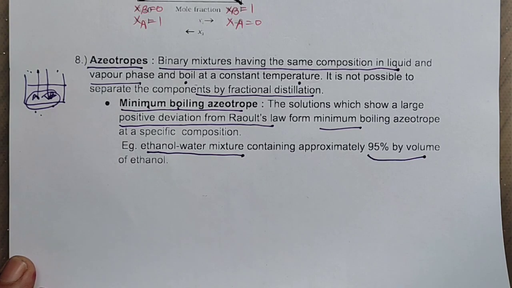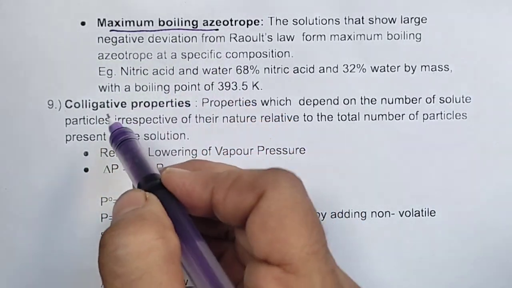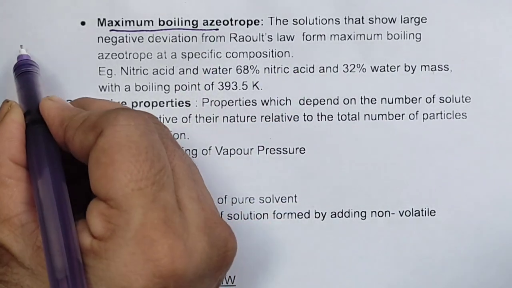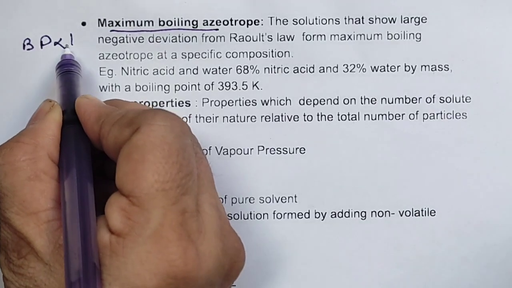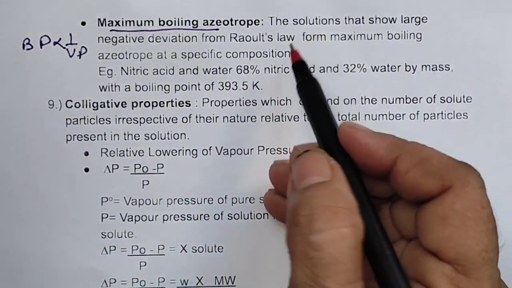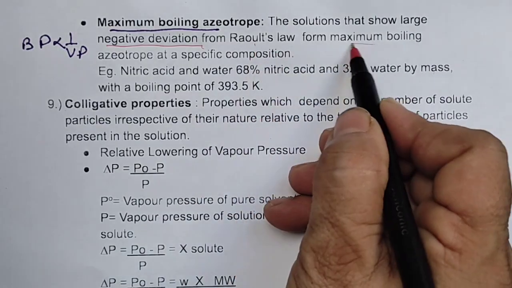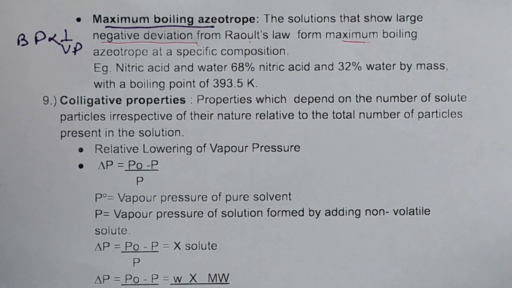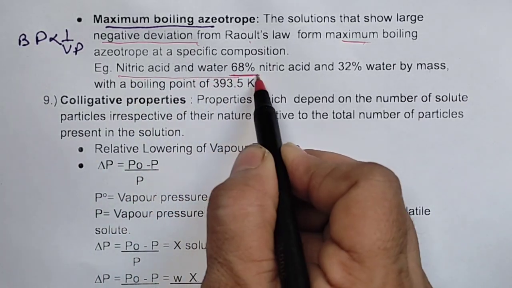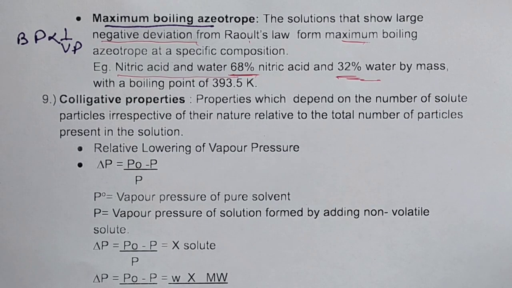Got it? Next is the maximum boiling azeotrope. The name itself says the boiling point is more. The higher the boiling point, the lower the vapor pressure, because boiling point is inversely proportional to vapor pressure. So those non-ideal solutions which show negative deviation form maximum boiling azeotropes. An example is nitric acid and water, 68% nitric acid with 32% water, which forms a maximum boiling azeotrope. Okay.